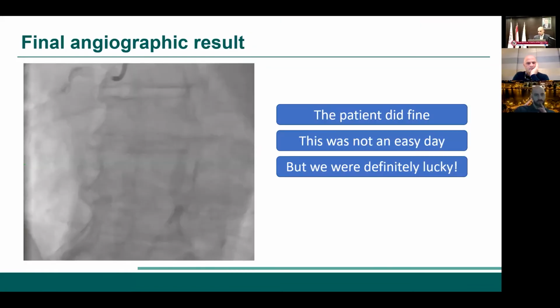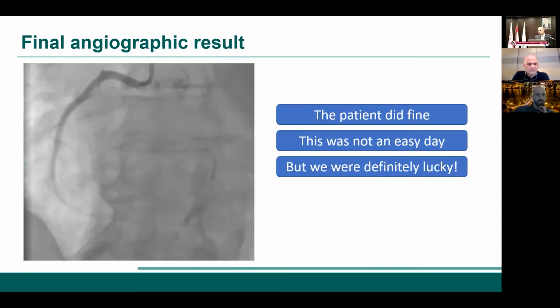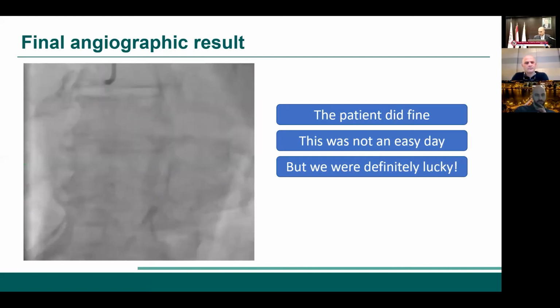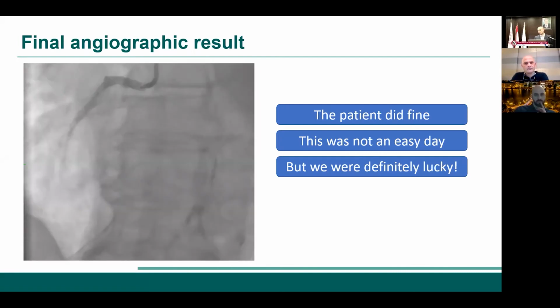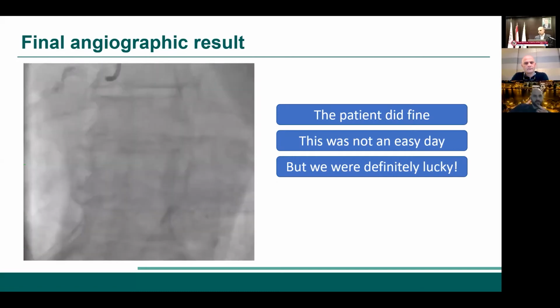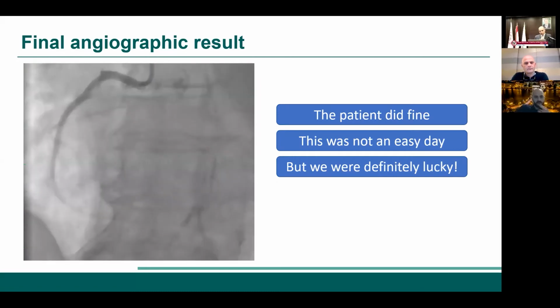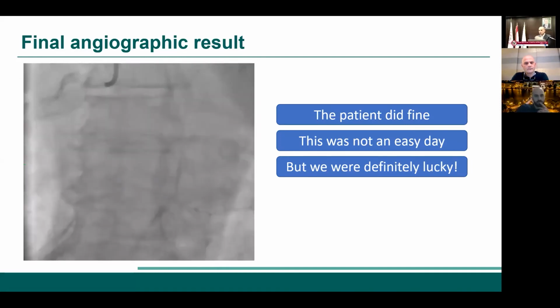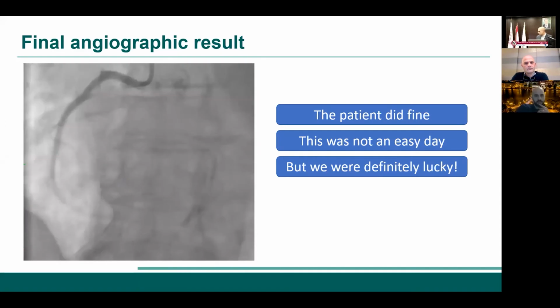And I said here, the patient did fine. This was not an easy day. It was not a fun day. And we were definitely lucky, and then we were happy after that. He did fine. The patient did fine. And as you can see, while the contrast is washing out, we really sheared that vessel, destroyed the anatomy of the vessel, almost straightened it with rota.